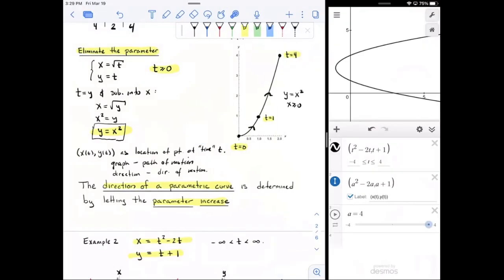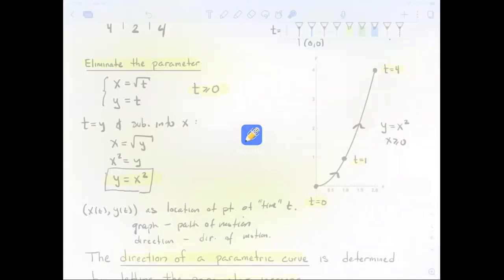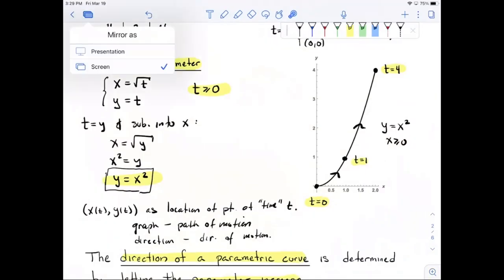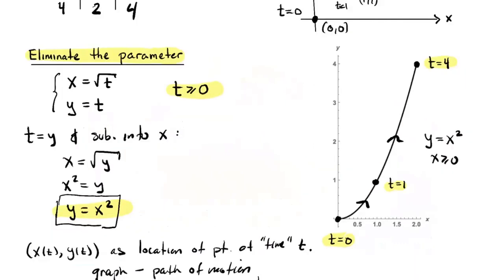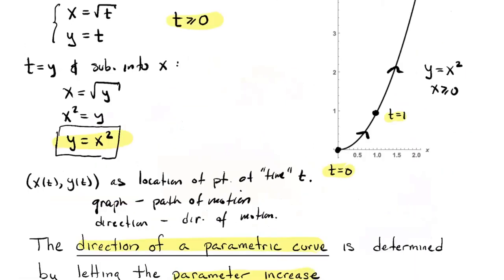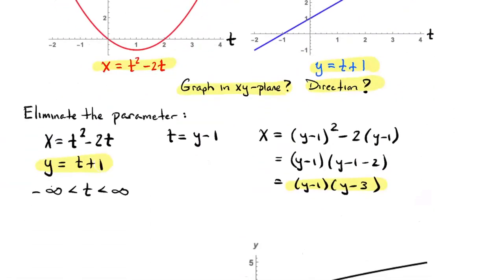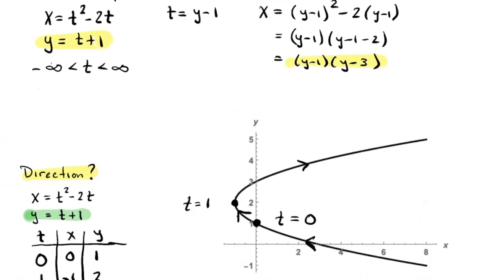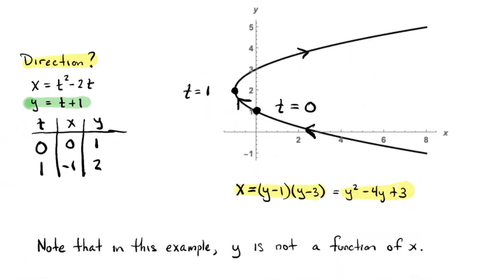Very cool. Okay, so there's a couple of examples where we've eliminated the parameter algebraically. For polynomial-like examples, the algebra in those things is pretty telling. You kind of have to solve one equation for t, plug it into the other. That gives you a direct relationship between x and y.